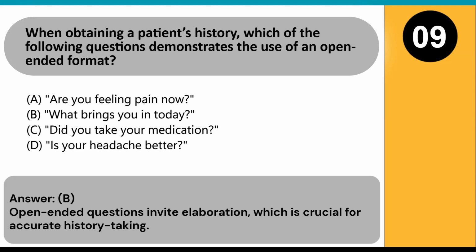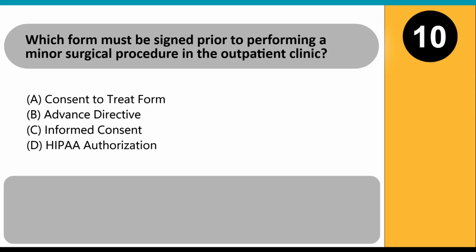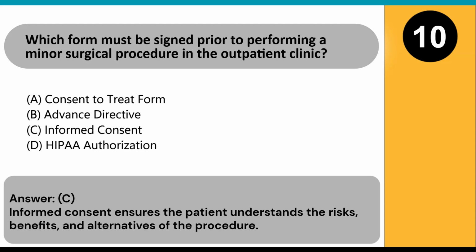Answer: B. Open-ended questions invite elaboration, which is crucial for accurate history-taking. Which form must be signed prior to performing a minor surgical procedure in the outpatient clinic? A. Consent to treat form. B. Advance directive. C. Informed consent. D. HIPAA authorization. Answer: C.